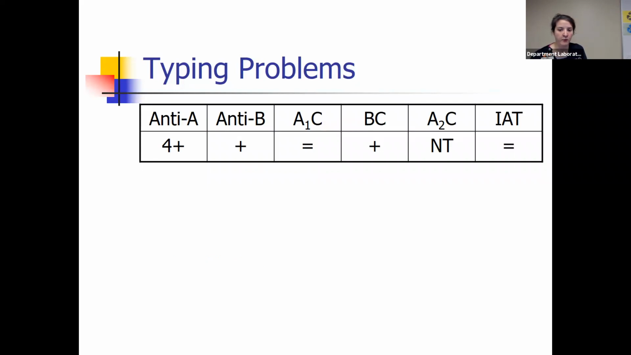So here's another one, 4+ with anti-A, a positive reaction with anti-B, negative with A1 cells, positive reaction with your B cells, and then a negative IAT. Is that acquired B? Yeah, that's what that is.